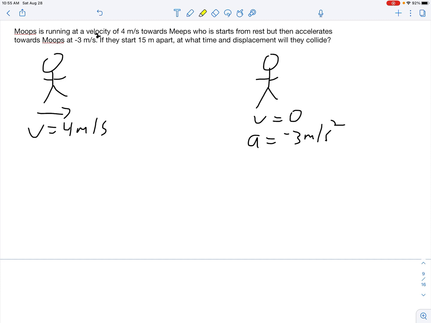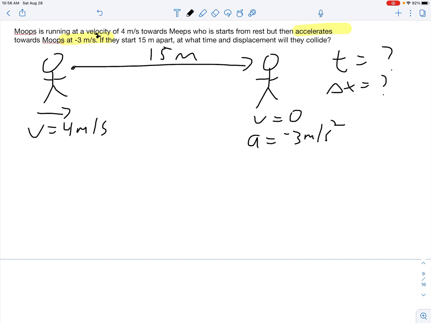I know that was a mistake because it says accelerates at negative 3 meters per second squared. So because that's the acceleration. They start 15 meters apart. So I know this distance is 15 meters. And once again, I'm looking for the time and the displacement.